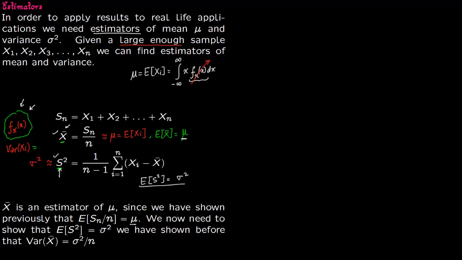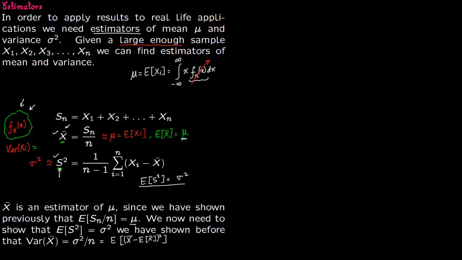Expected value of x square is sigma square. So in the previous lecture we have shown that variance of x bar is sigma square by n. So sigma square by n we have already shown is equal to the expected value of x bar minus expectation of x bar, and then you have to square this term.